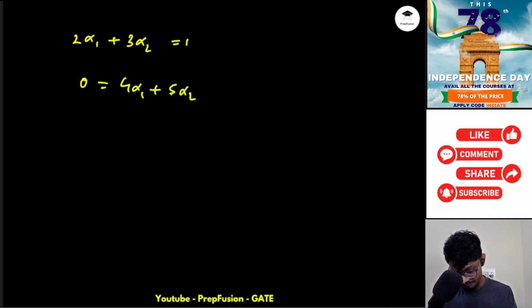So here, if I solve these two equations, what will I get? If I multiply by 2 and then subtract, this will be 2 and this will be alpha 2. So alpha 2 will be equal to simply 2, and if alpha 2 is 2, then alpha 1 is simply 6. This gets subtracted, minus 5, so minus 5 by 2.